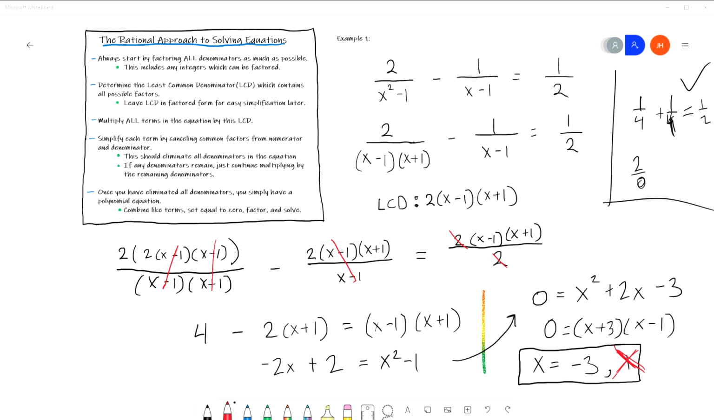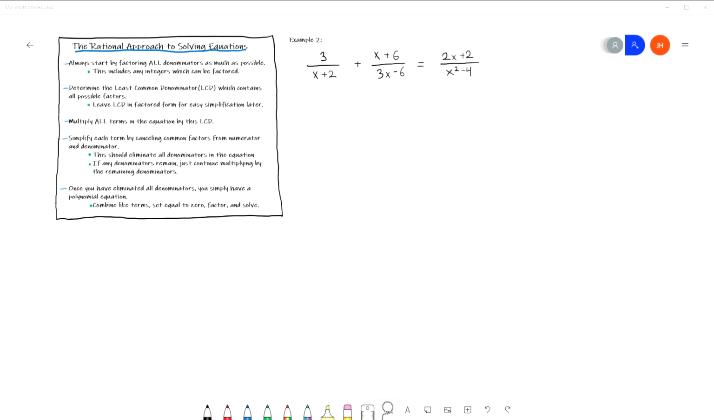Let's go ahead and take a look at another example, so that way we can continue to get ourselves some practice. All right, here we are with our second example. So let's go ahead and give this one a shot using the exact same approach, right?